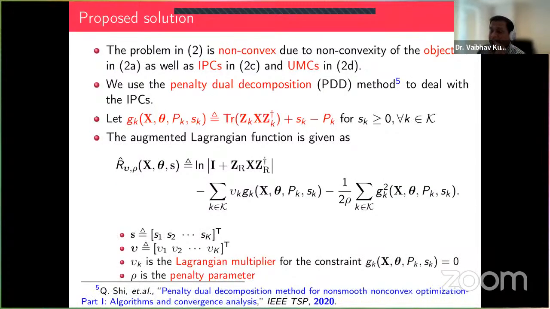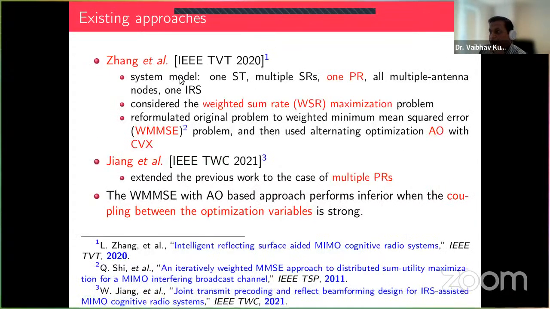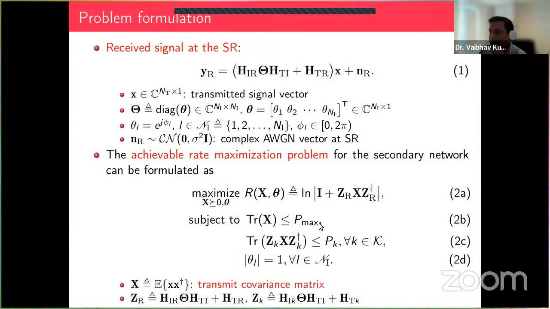Because of these shortcomings, what we propose here is something called the penalty-based dual decomposition method. If we go back to the main problem in 2, I want to maximize my rate. I have a transmit power constraint, an interference constraint, and a unit modulus constraint. Coupling is there in the objective 2A and in 2C.